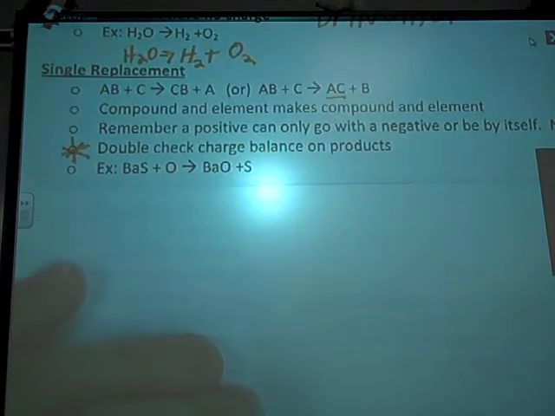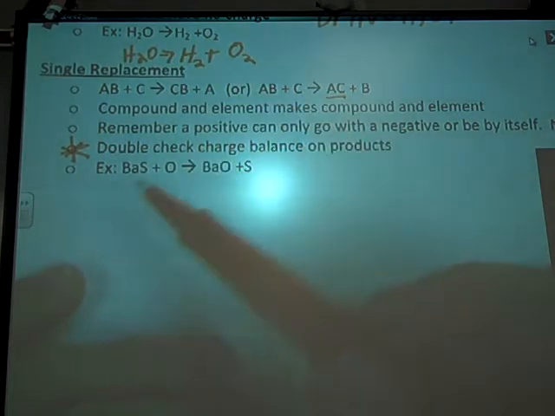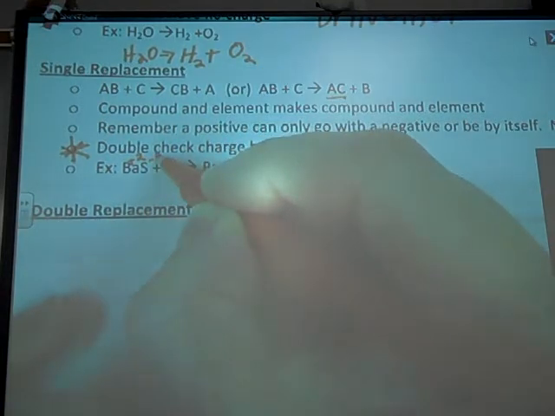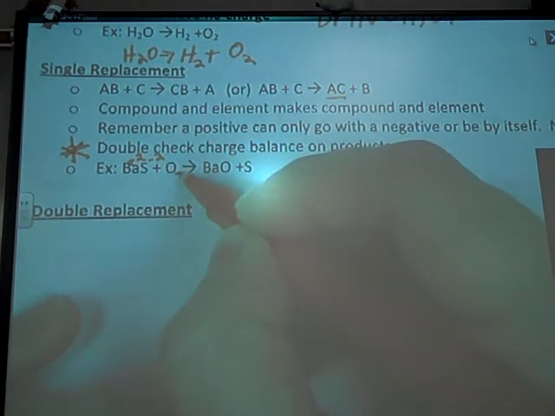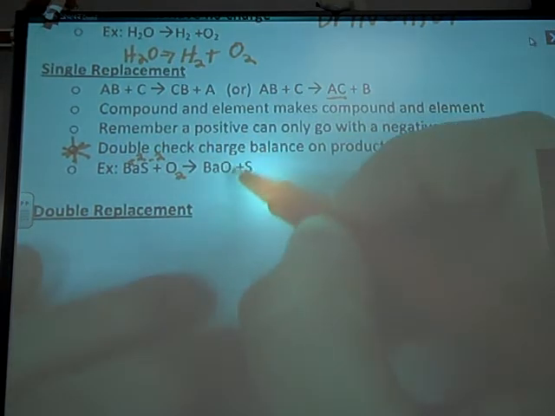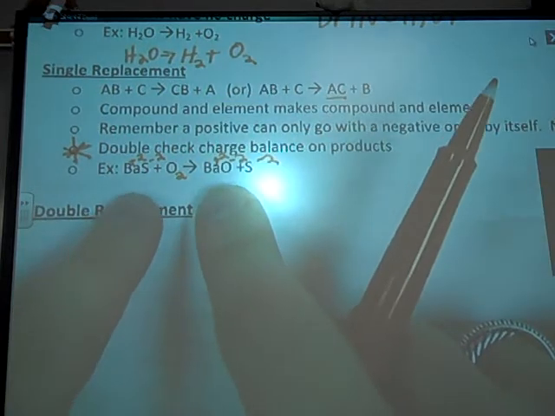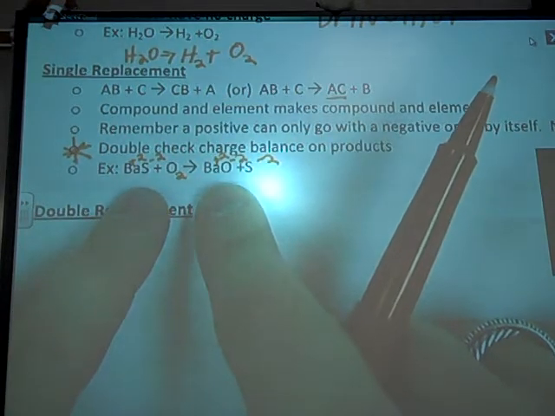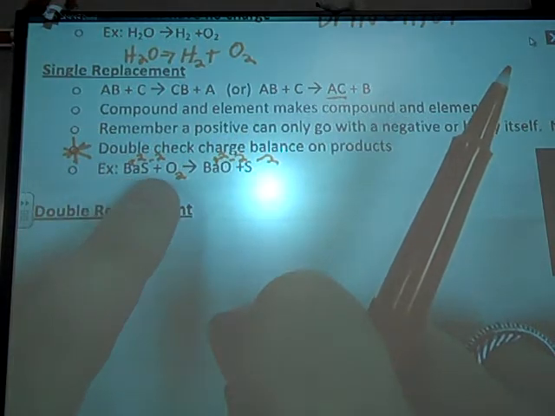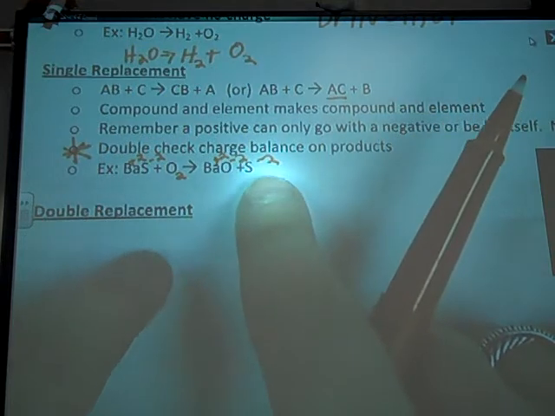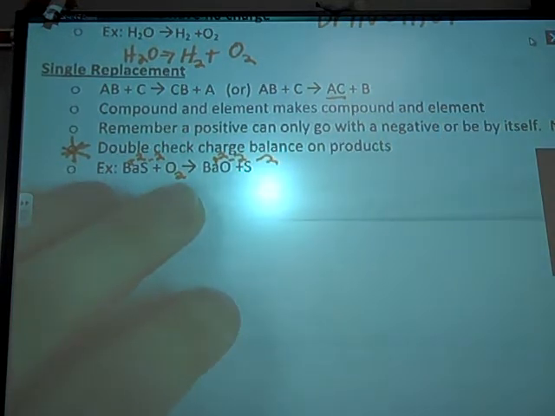Always double check all of the charges on both products and reactants. Make sure they equal 0. So, for example, this one here. We know that barium has a +2 charge, sulfur has a 2-. Oxygen is never by itself. So on this side, I have again a +2 and a -2. Notice that my oxygen and my sulfur have switched places. I started off with a compound and an element. Over here, I now have a new compound and a different element. That's what makes a single replacement reaction.